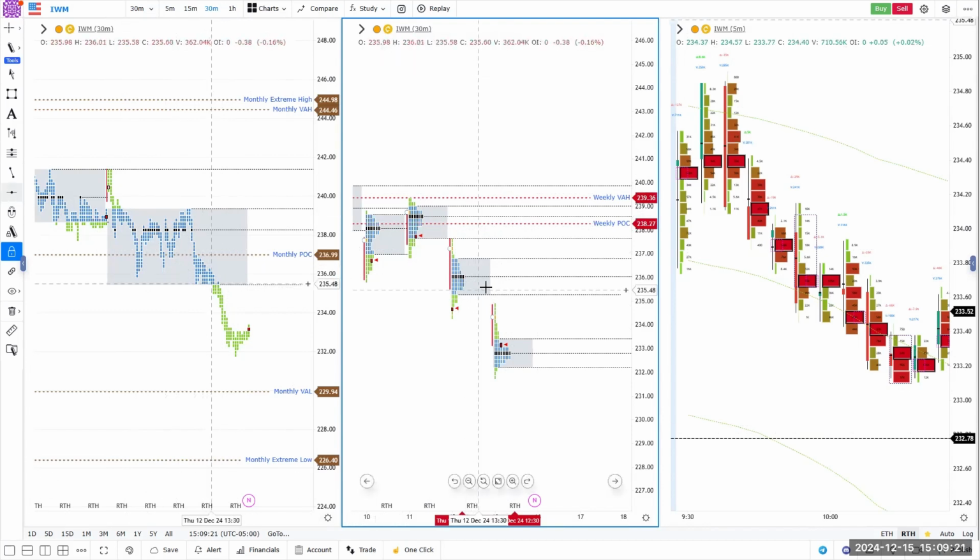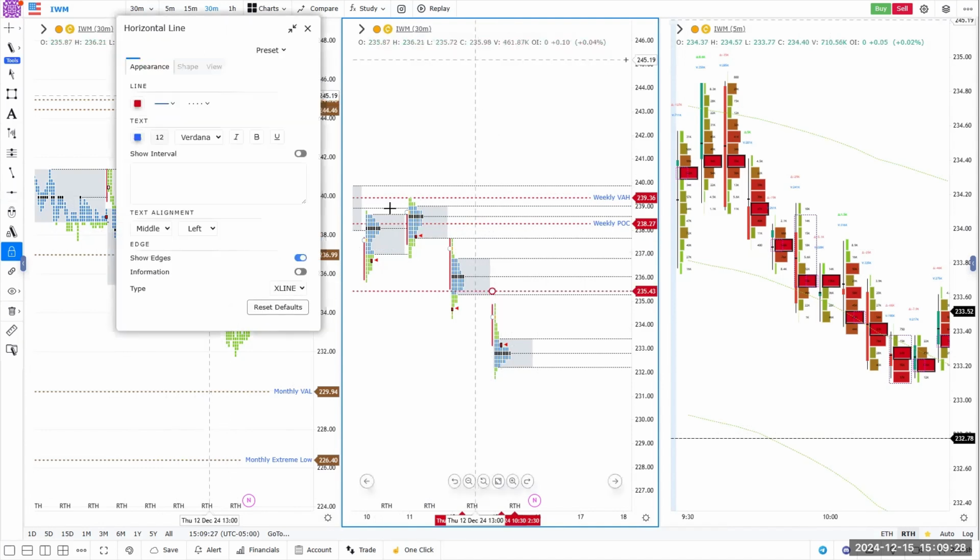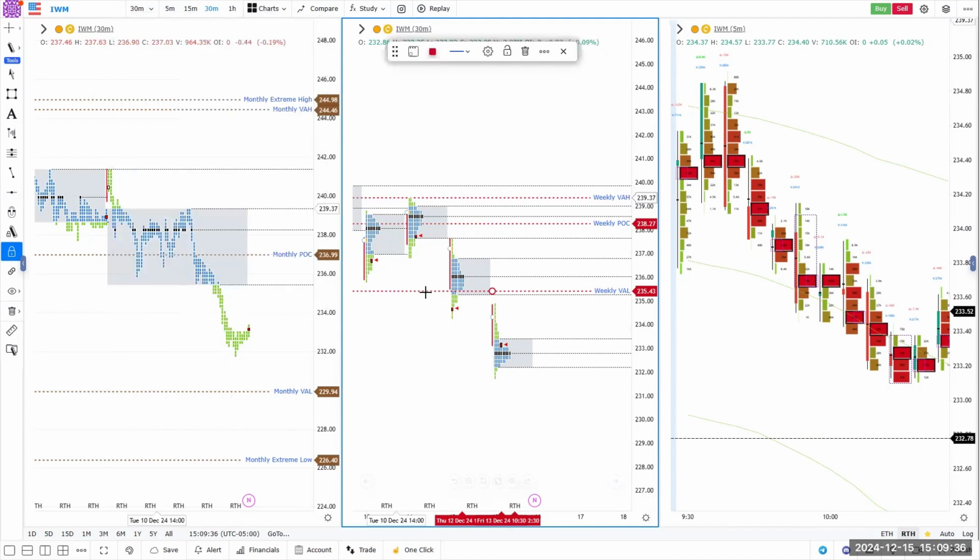All right. So next we're going to do the weekly value low. Let's say 235.43. Weekly VAL, value low. And we can go ahead and get over to our extremes.